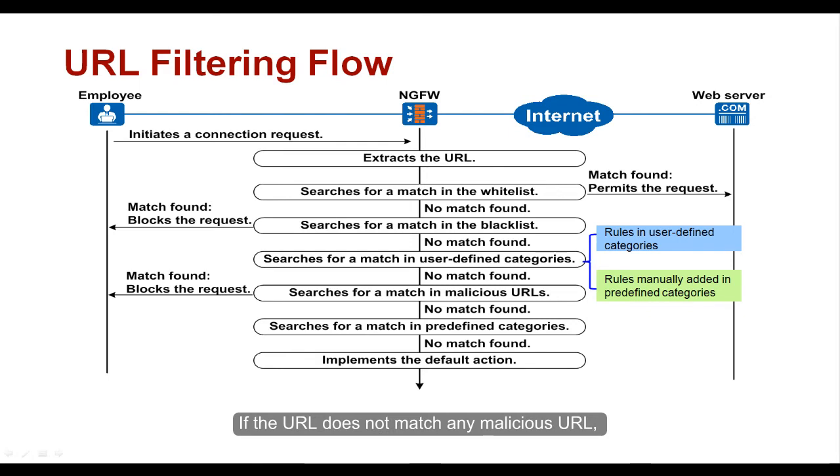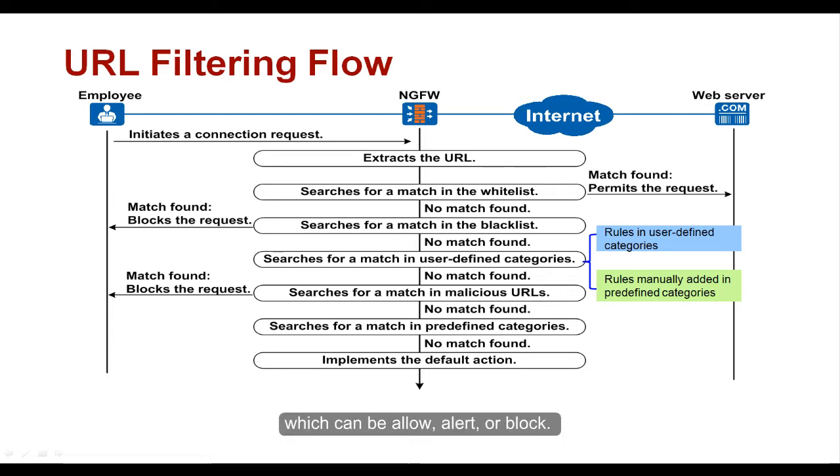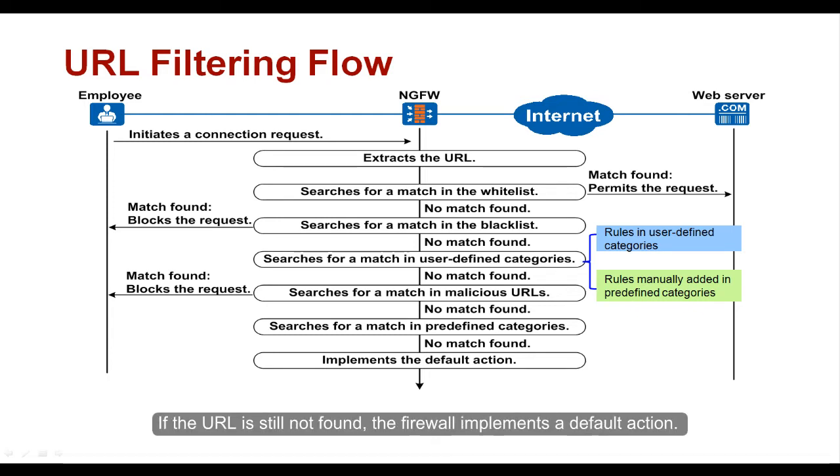If the URL does not match any malicious URL, the firewall continues to search the predefined URL categories for the URL. If the URL is found in a predefined URL category, the firewall processes the request according to the action for the category, which can be allow, alert, or block. If the URL is still not found, the firewall implements a default action. You can set the default action to allow, alert, or block.